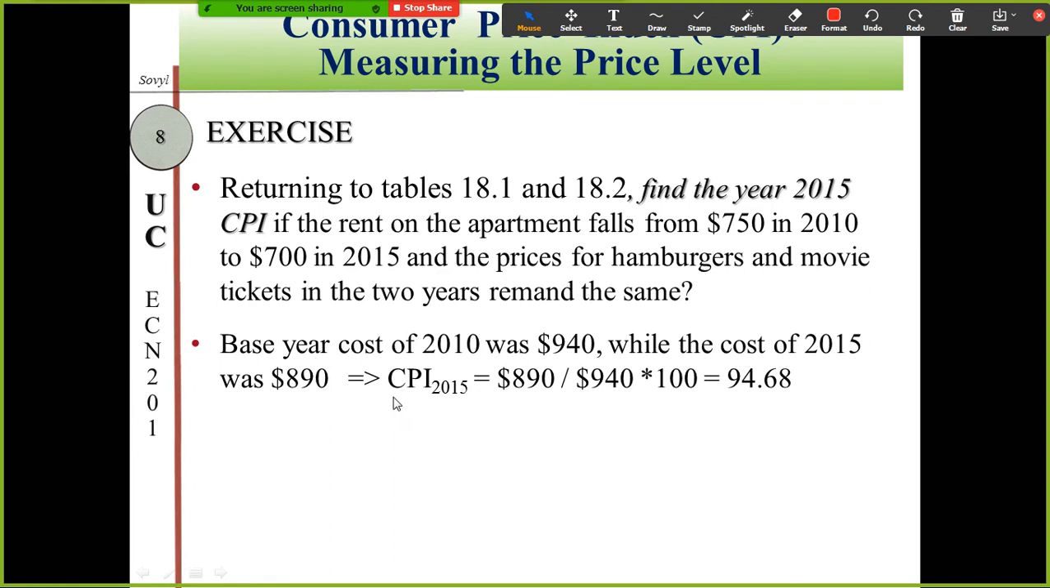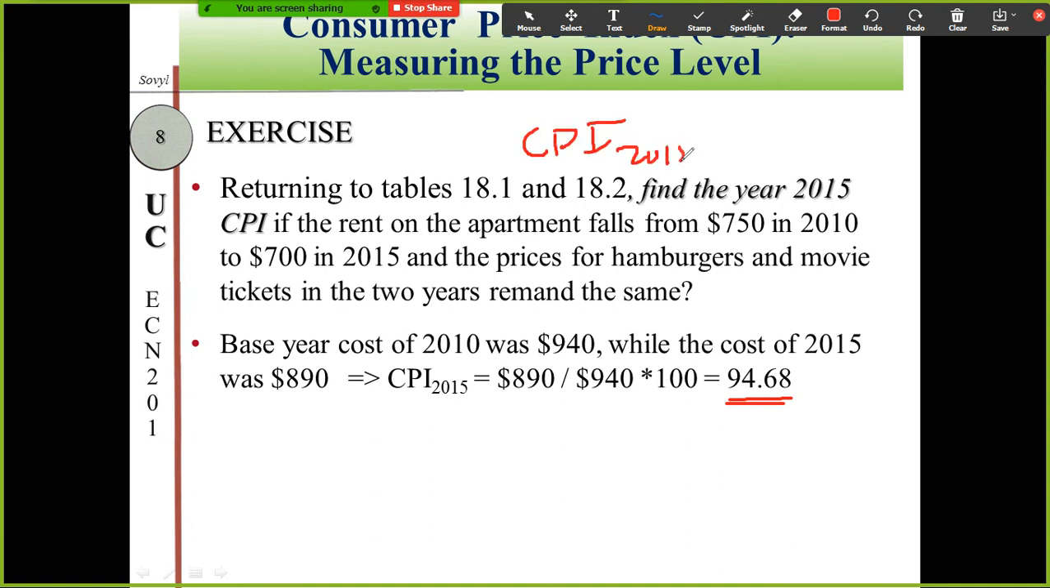To compute the CPI for 2015, we take the cost of the basket in 2015, divide by the cost of the basket in the base year, and multiply by 100. In this case, the CPI in 2015 is 94.18. In the previous slide, you remember the CPI for 2015 was 125.